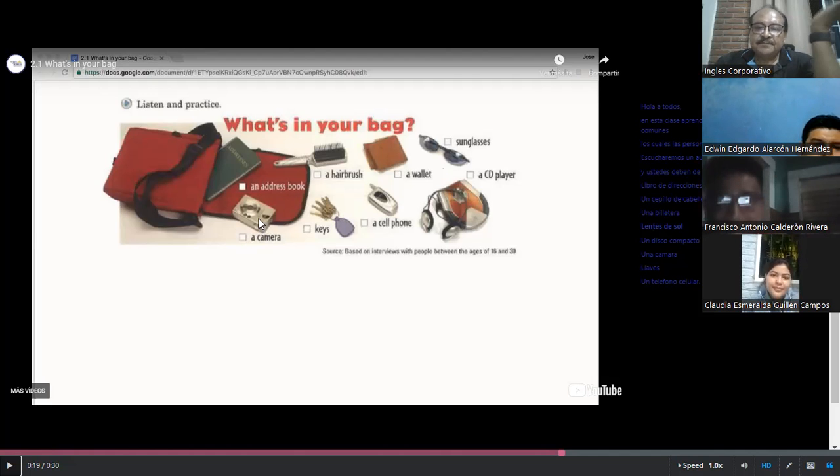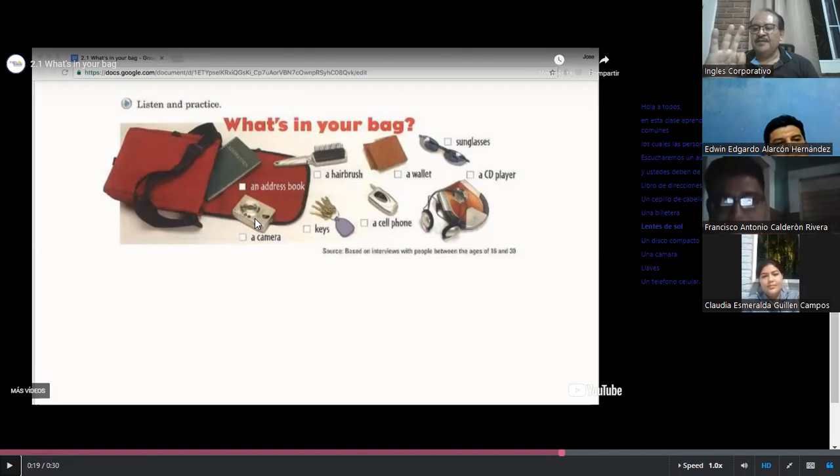The camera, yes and no, right? Pero ahora we have everything, the cell phone, the CD player, and the camera only in the cell phone. It's only one object, okay? Three in one. Okay, you have the camera, the cell phone, and the CD player in the same cell phone, right? So in the cell phone, we have that. Camera, music, CD player, and the cell phone to make calls, okay?